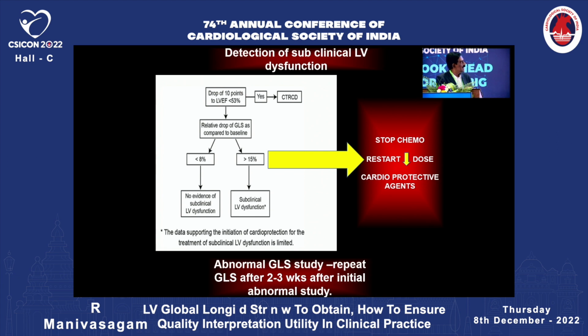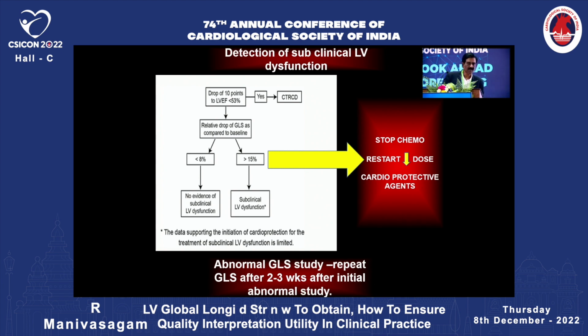If it is less than 8%, that means there is no subclinical LV dysfunction. This patient can go ahead with the next dose of chemotherapy. If it is more than 15%, in this case 19.2, then previously we had to stop the chemo and restart with a lower dose. Nowadays, they continue the chemo with cardioprotective agents. That is the significance of the relative drop in GLS. This will dictate the identification of subclinical LV dysfunction.